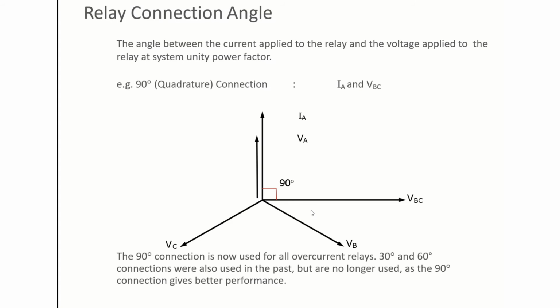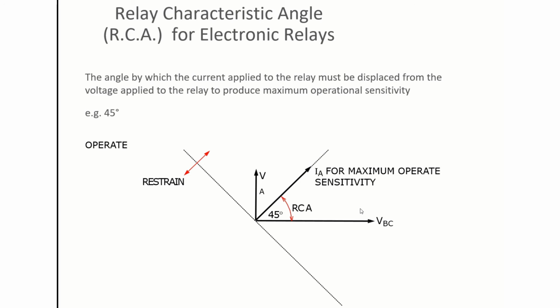We only have to give the current IA and the voltage VBC, and if at the time of fault the current is in this direction, VBC plus minus 90 degree, then the relay will operate. Otherwise, the relay will not operate. Now, in case of electronic relay, it is again the same thing. This is my voltage applied, the A phase voltage, and this is quadrature voltage VBC.